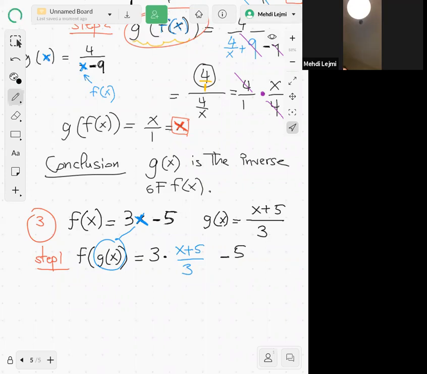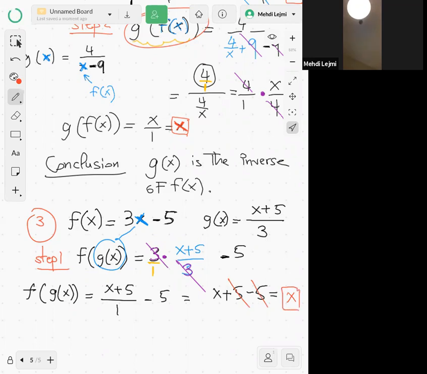Let's simplify this. As usual, my advice is to make the whole number a fraction, so we have a multiplication of 2 fractions. Because we have a product, there's a 3 in the top and a 3 in the bottom, so they cancel out. Now it's just x plus 5 in the top and 1 in the bottom, minus 5. So x plus 5 over 1 is just x plus 5, minus 5, and the 5s cancel out. So the answer is x.